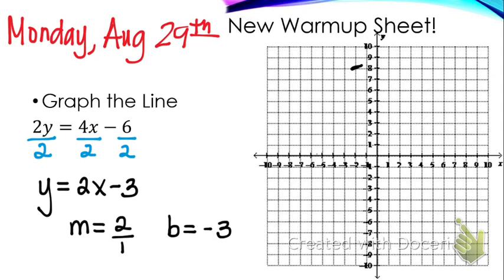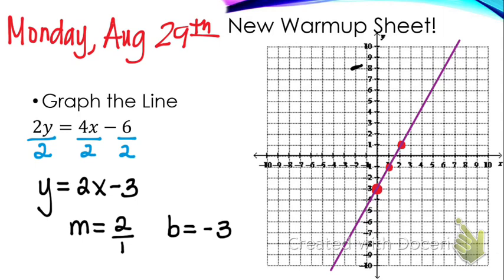So you're going to start off by putting a point at negative 3. And then from that point, you're going to go up 2 to the right 1, up 2 to the right 1. And then we are going to connect our line. And that's it. Any questions about how we graph that line?